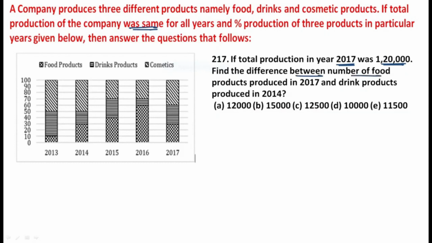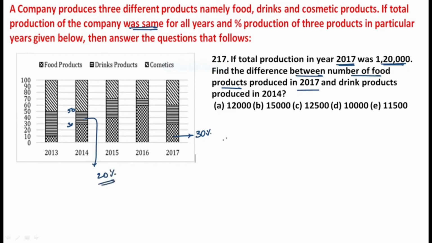Find the difference between the number of food products produced in 2017 and the drink products in 2014. Food production in 2017 is exactly equal to 30%. In the same way, for 2014 drink products, the value becomes 50 minus 30, which is 24. Now, the difference of those two percentages, why?